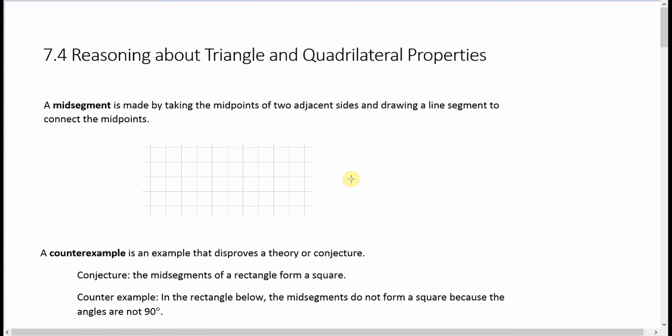So first, let's define what a midsegment is. A midsegment is made by taking the midpoints of two adjacent sides. That means, adjacent means they're beside each other. And draw a line segment to connect the midpoints. Okay, so we need to start with the shape. Let's start with the quadrilateral.